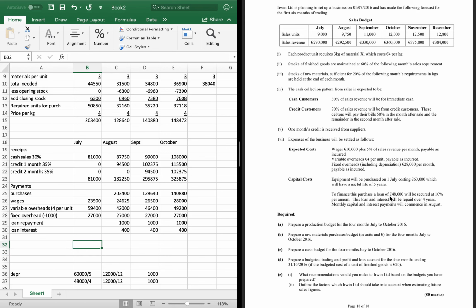So 19,200 divided by 48 will give you your 400 a month. So it's not a reducing balance loan. Now, I hadn't seen that before, but I'm assuming that's why they're saying the loan and interest will be repaid over 4 years. So we'll go with that anyway, because that's how the marking scheme is.